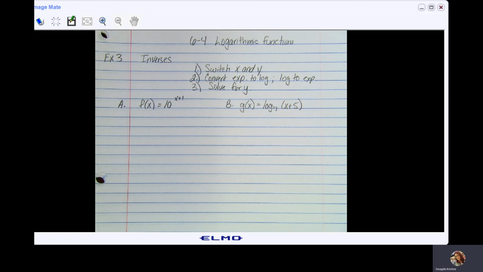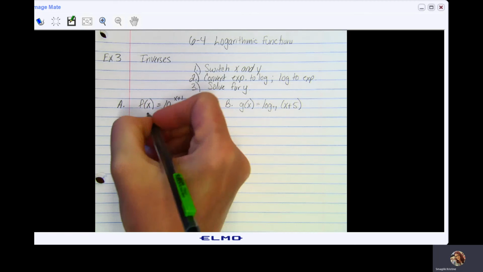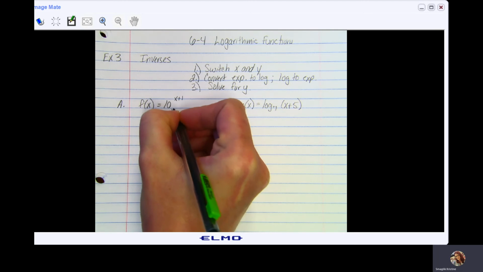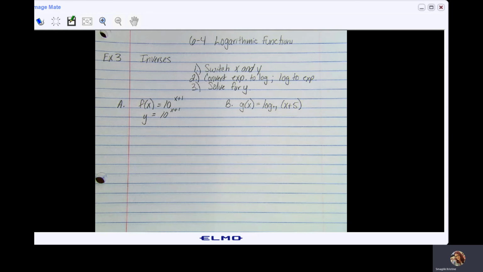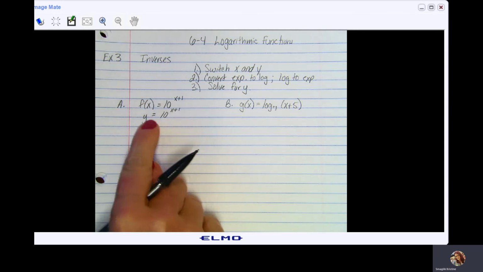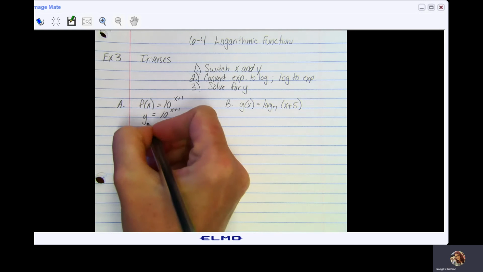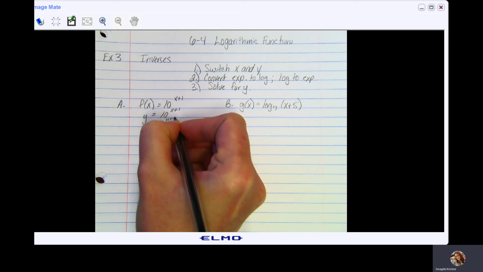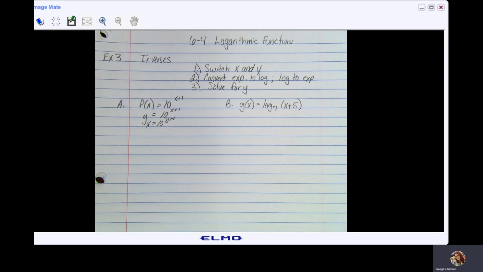So let's take a look at A. F of x equals 10 raised to the quantity x plus 1. My first step, remember f of x is y. So this is the same as y equals 10 raised to the x plus 1. We're going to switch the x and the y. X equals 10 raised to the y plus 1. And now I can convert this into logarithmic form.